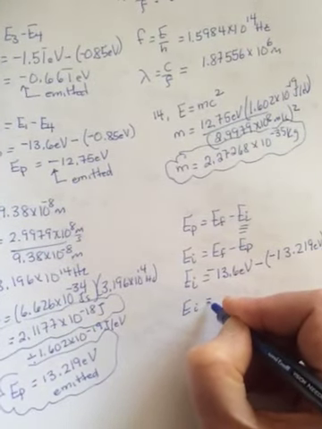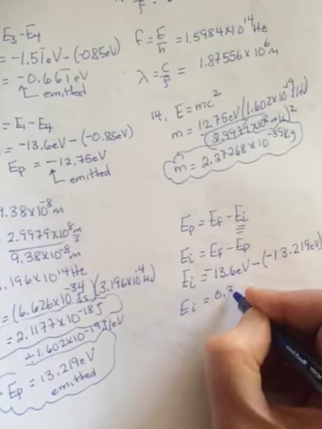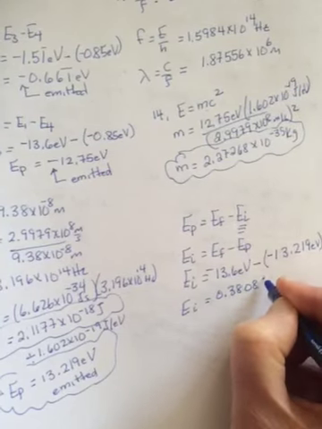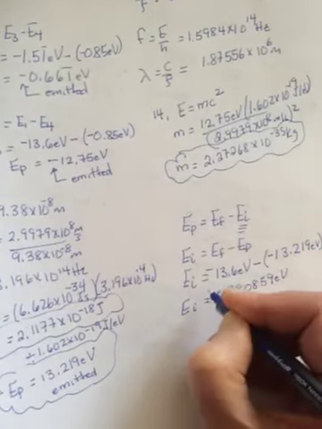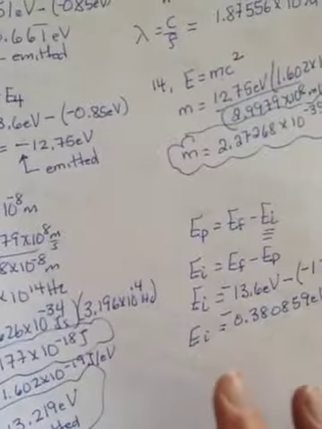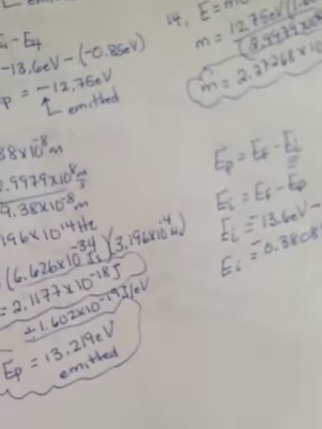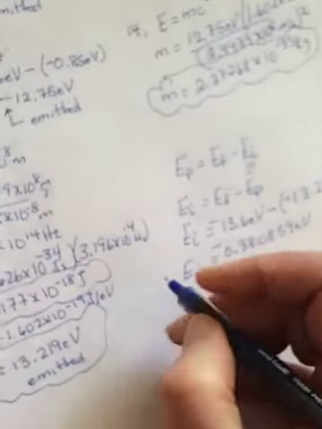So EI is negative 0.380859, okay? So that's the energy. But it wants to know what the level is.